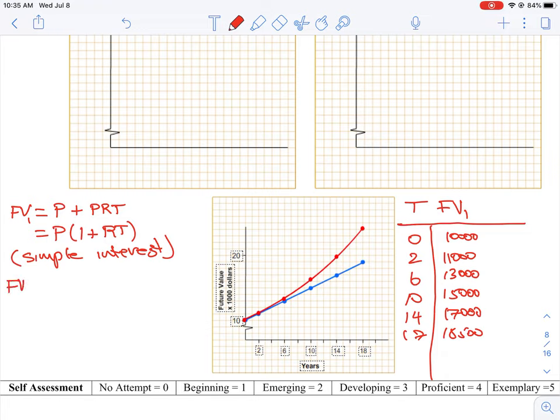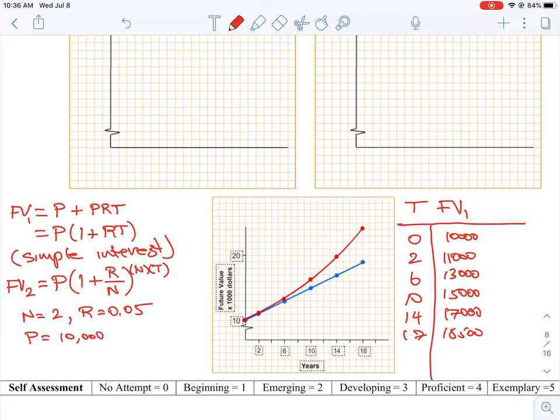Our second case is where we're going to do future value using compound interest. The formula for that is the principal times 1 plus the interest rate over the compounding period, all to the power of the compounding period times the time. So it's an exponential function. In this case, n is equal to 2 times per year, that's our compounding period. The interest rate is held at 0.05, and the principal is equal to $10,000 in both cases. Again, we'll do this as future value 2.